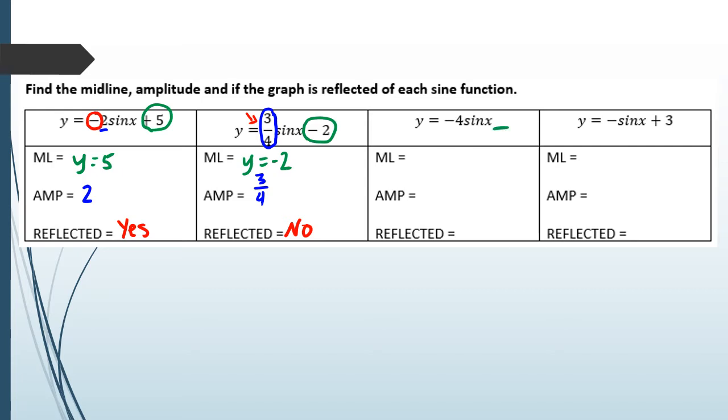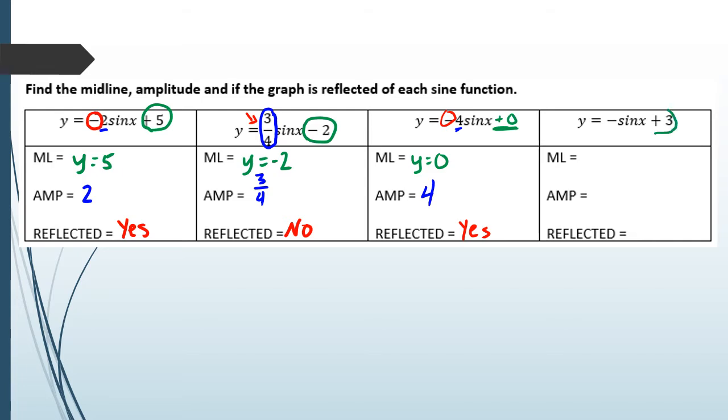Now, just because there's nothing out here doesn't mean a midline doesn't exist. This is the same thing as saying plus 0. Okay, if I add 0 to something, nothing changes. And we always need to know where our midline's at. So our midline, in this case, is just Y equals 0. Okay, once again, the amplitude, even though it's negative, is still going to be just a +4. And then out here, we do have a negative number, meaning that, yes, this is going to be reflected. Okay, so once again, that's going to go down there.